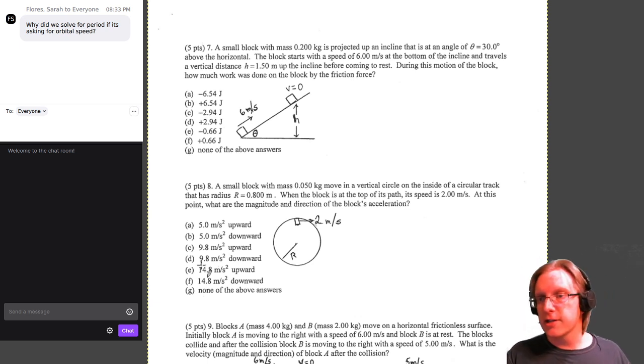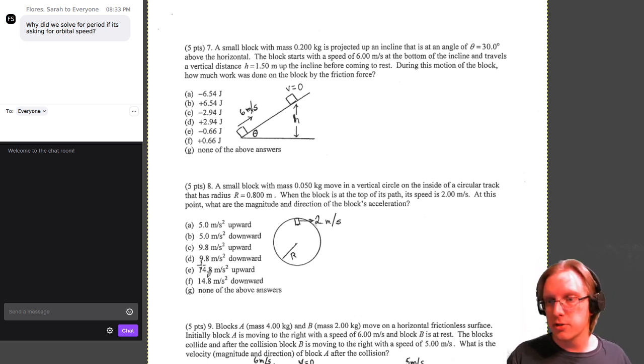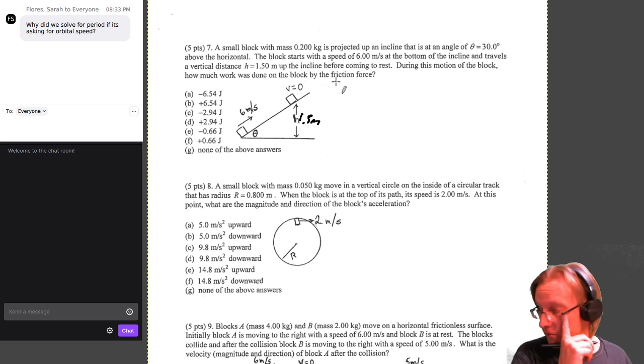A small block with mass of 0.2 kilos is projected upwards, that is sent upwards up this incline with an angle of 30 degrees above the horizontal. The block starts with a speed of 6 meters per second at the bottom of the incline and travels a vertical distance of 1.5 meters up the ramp of the incline before coming to rest. During the motion of the block, how much work has been done on the block by the friction force?